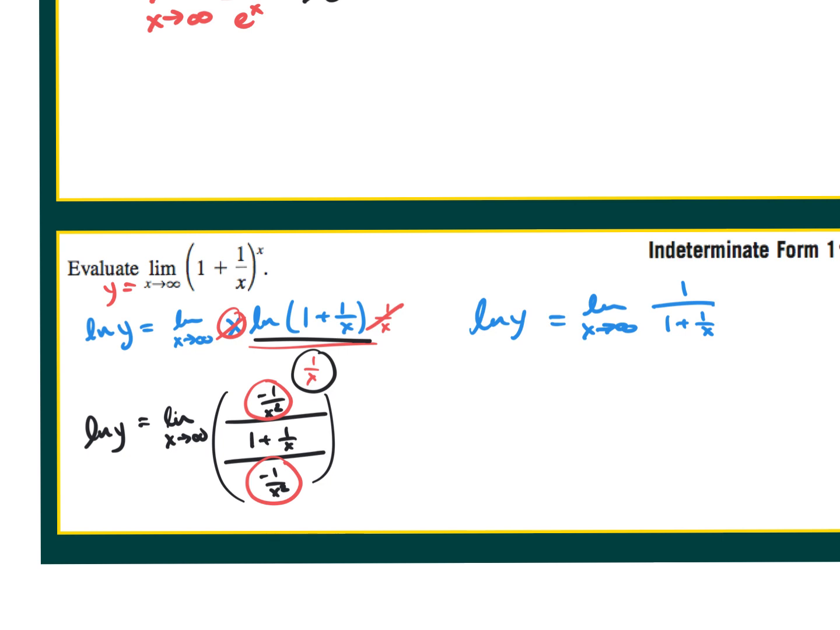All right. And so now I can actually evaluate this limit. When I substitute infinity in, 1 over infinity is actually 0. So now I have 1 over 1, which is 1. So then I have natural log of y is equal to 1. I haven't solved for anything yet. So how do I solve for y? I exponentiate both sides. So if I exponentiate both sides, I get y is equal to e.